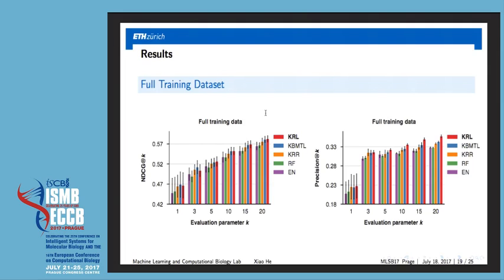So here the left is NDCG at K and the right is precision at K. And in the x-axis, it's the number of K to be evaluated, which is the top 1, top 3, top 5, top 10 to be looked at. However, this is on the full training datasets, which we think is far from the realistic clinical setting, where each patient only has a number of treatments.